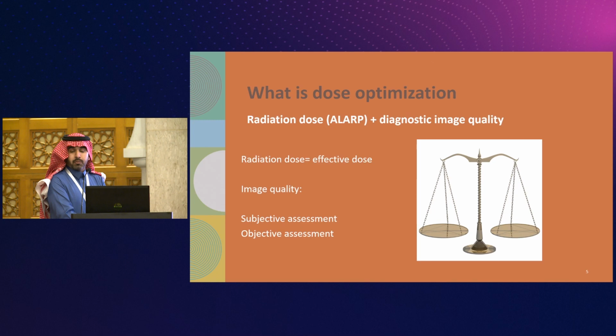There is some criteria which is quite new to dose optimization. It's called figure of merit. So what does figure of merit mean? The image quality divided by the dose. The higher the figure of merit, the better the protocol. It will give you the highest image quality with the lowest dose. Okay?